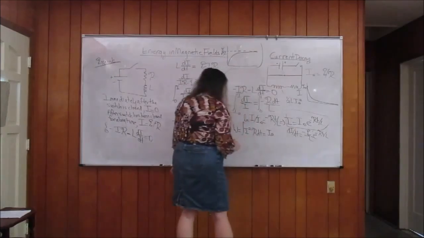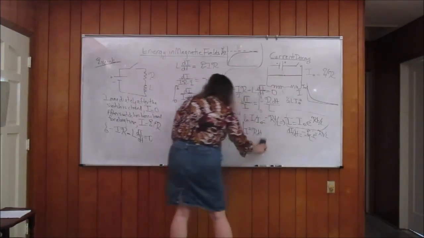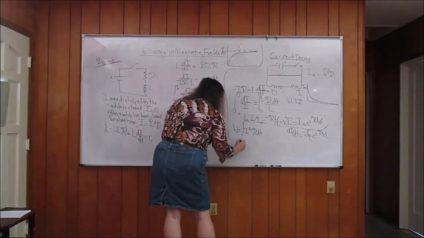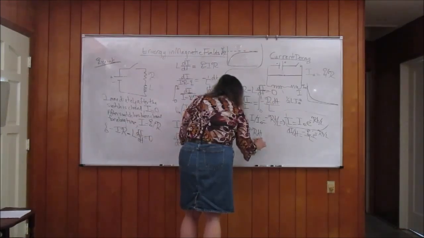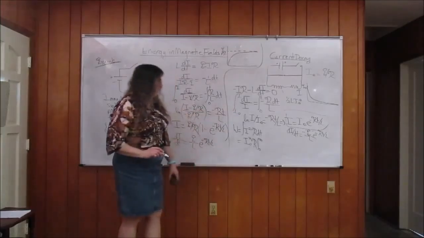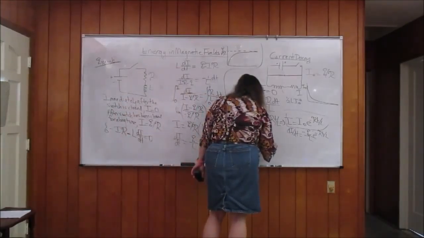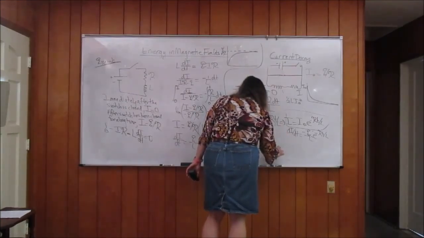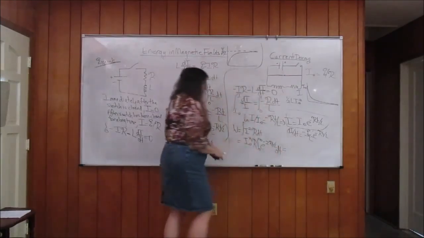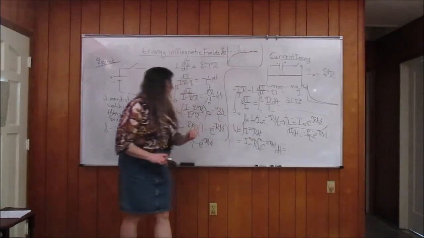It's I naught squared times resistance. So we could put this on the next line because I'm running out of room here. So this will be I naught squared times the resistance, evaluated from 0 to infinity, and this is e to the minus 2 resistance times over inductance dt. And of course you have a factor of 2 there because you're squaring the current in the integrand.